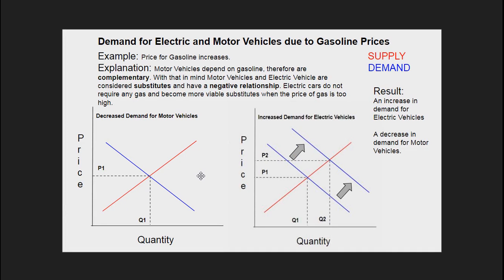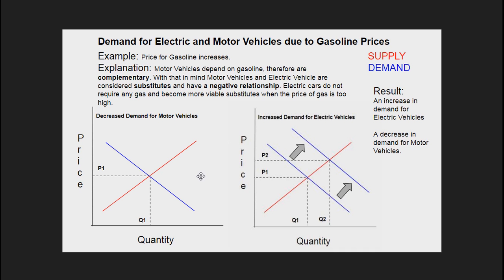Here we have the demand for electric and motor vehicles due to gasoline prices. Let's say that the price of gasoline increases. What happens to the demand of motor vehicles? Since motor vehicles depend on gasoline and the increased price of gasoline, people don't want a motor vehicle, and the idea of having an electric vehicle becomes more viable and becomes a better option. And the reason being is because it doesn't need gas, and gas is too expensive, right? And this is a problem that we suffer from today, and this is an example that is very relatable. And this is what we call a negative relationship or an inverse relationship.